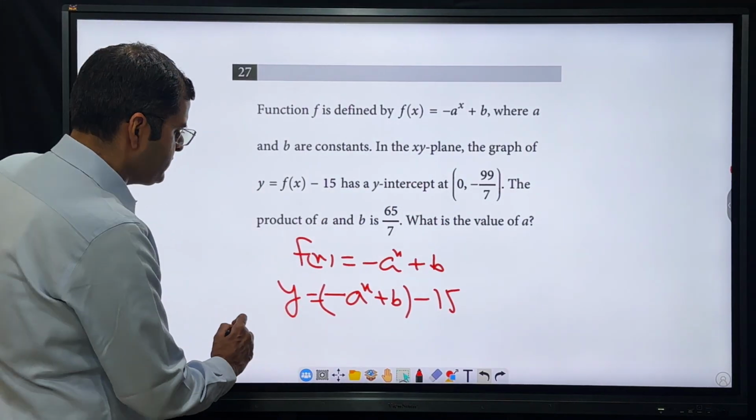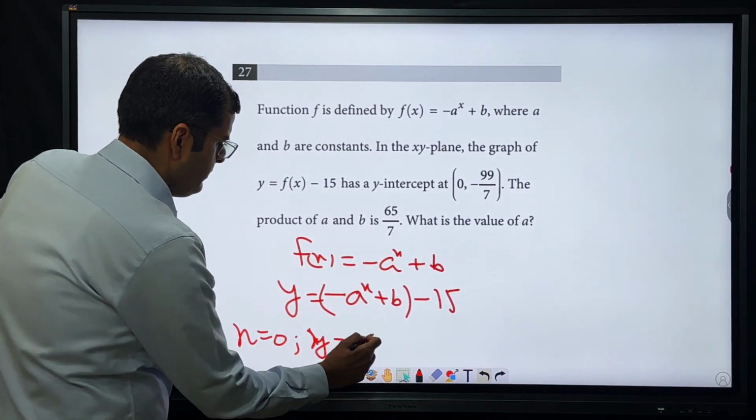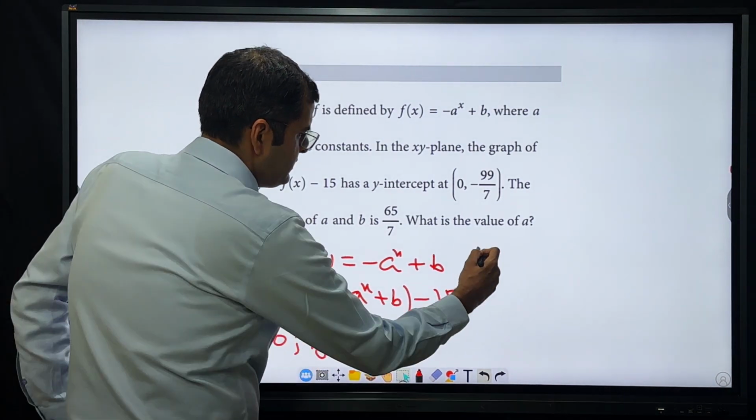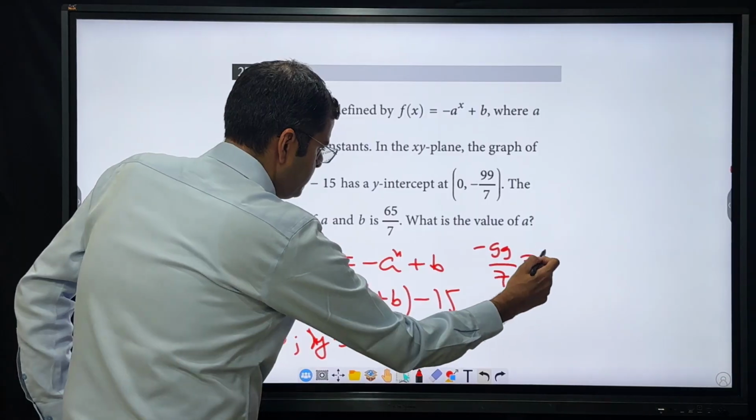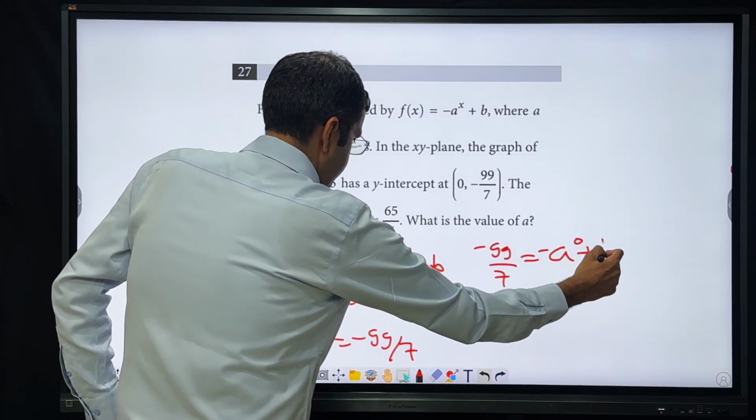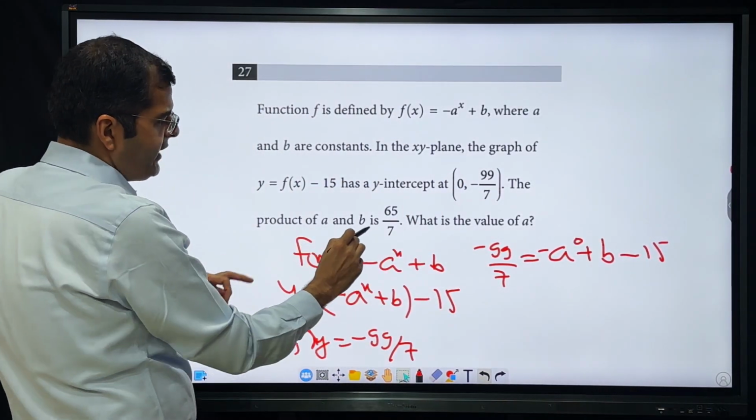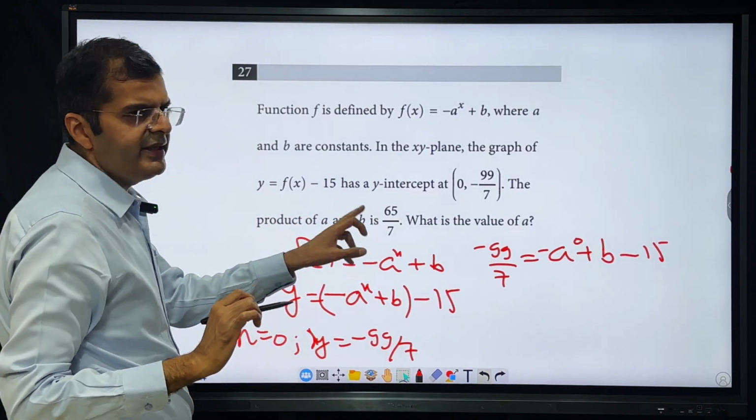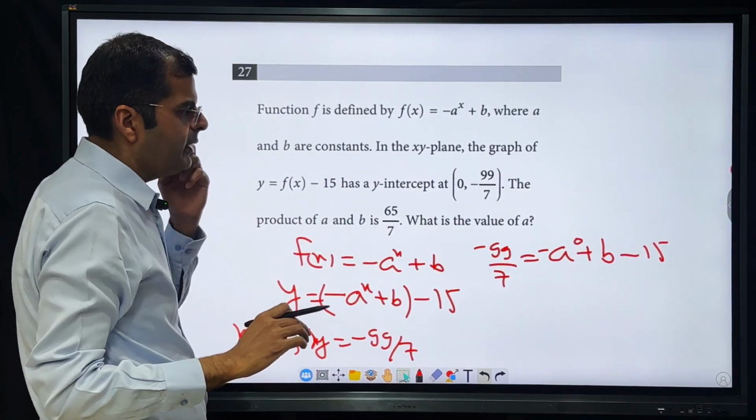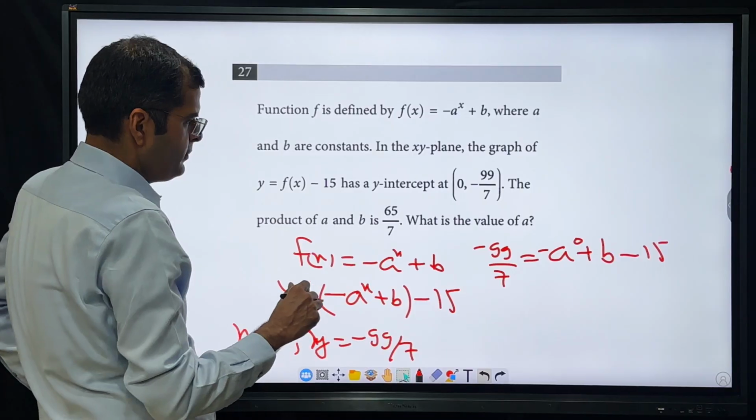So what if I put x equal to 0 here? X equal to 0, I get y as minus 99 by 7. So putting in the values, what do I get? Y is minus 99 by 7 is equal to minus a raised to 0 plus b minus 15. The product of a and b is 65 by 7. So that means a and b, none of them is 0. Okay, because the product is a non-zero number. So a is non-zero. So that means a raised to 0 becomes 1.